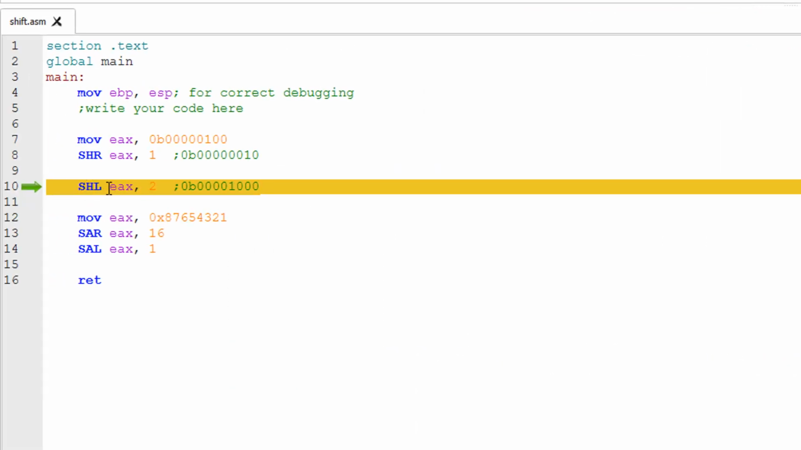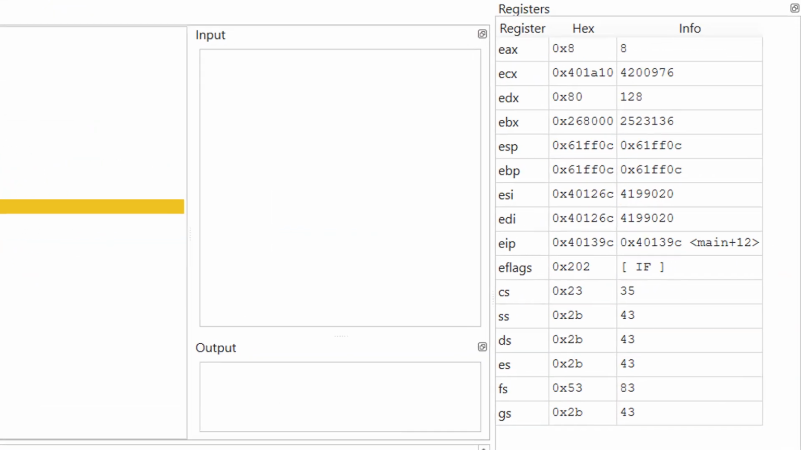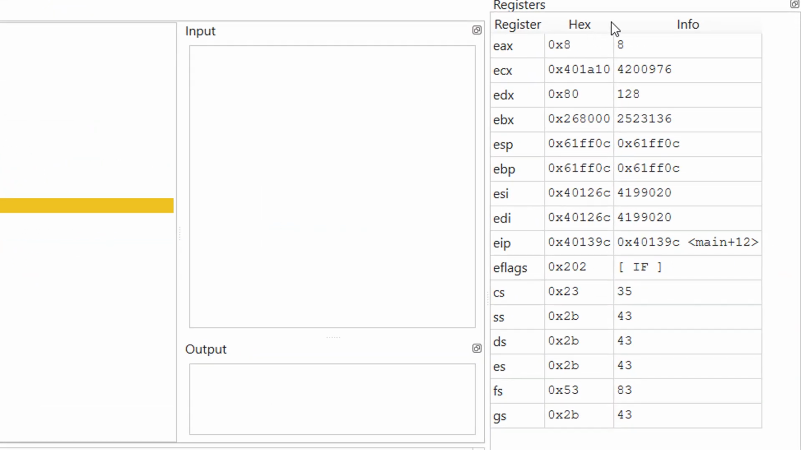Let's shift back to the left 2 positions. After moving left 2 positions, this 1 is going to be in the 4th position. So it's 1, 2, 4, 8. It's going to be 8. Let's look at what's going on. After shifting 2, you see here it's going to be 8.